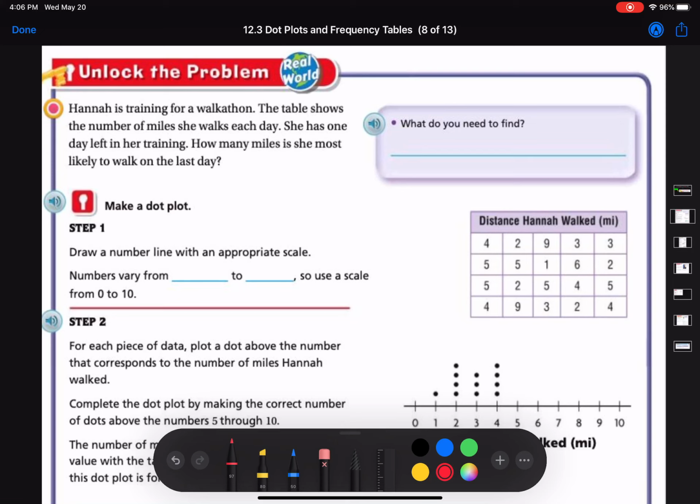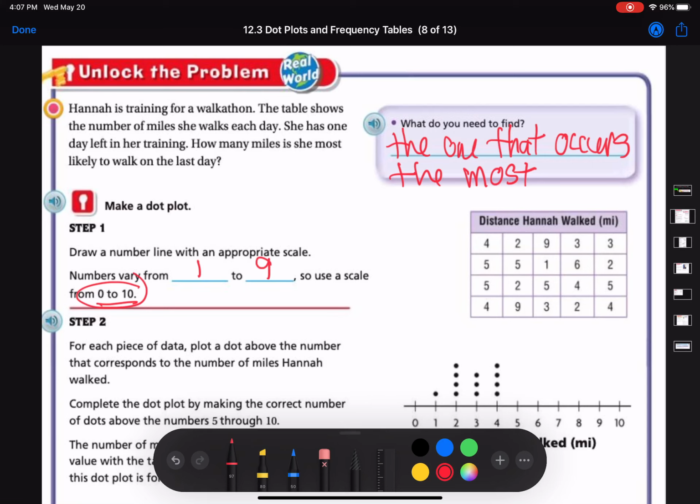So what you're trying to find here is the one that occurs the most. You're looking for the most common one, the one that you see there the most. So what they're going to do is they're going to make a number line, which they've already started for us. And they scaled it 0 to 10. And you'll notice here the numbers range anywhere from 1 to 9 on the scale. So therefore, their number line is going to go from 0 to 10.